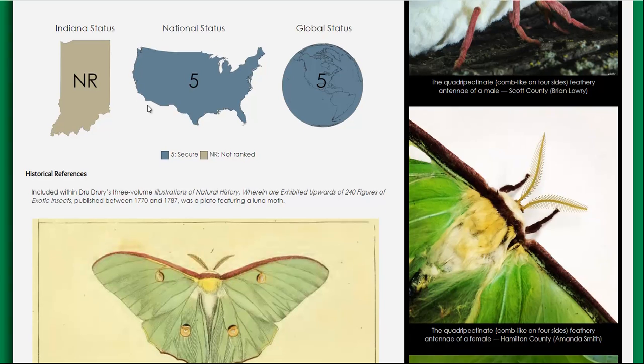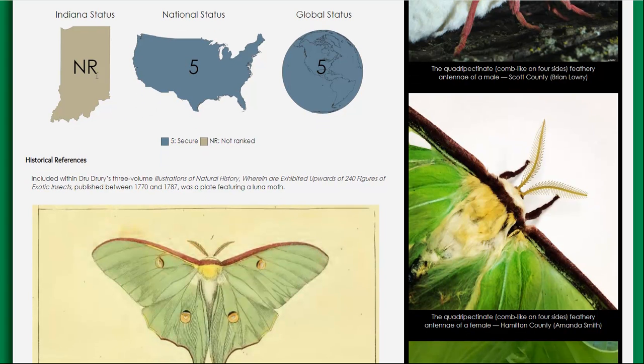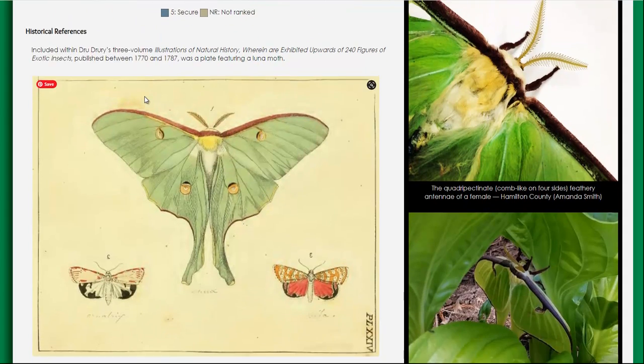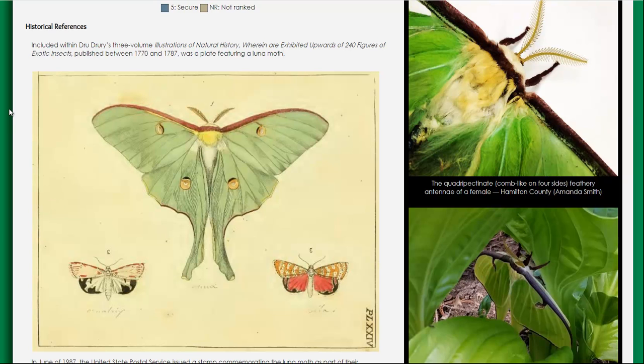So Drury produced, between 1770 and 1787, a 3-volume work called The Illustrations of Natural History, subtitled "Wherein are exhibited upwards of 240 figures of exotic insects." In that 3-volume work, there was a plate which featured the Luna moth. This is something that's well in the public domain, so we thought, well, why not include it? It's kind of interesting and fun and historical for sure.